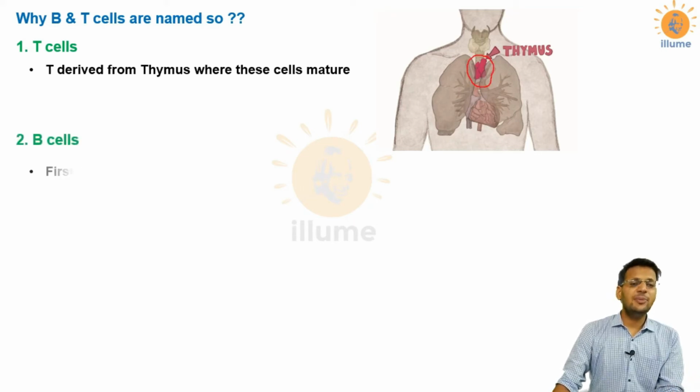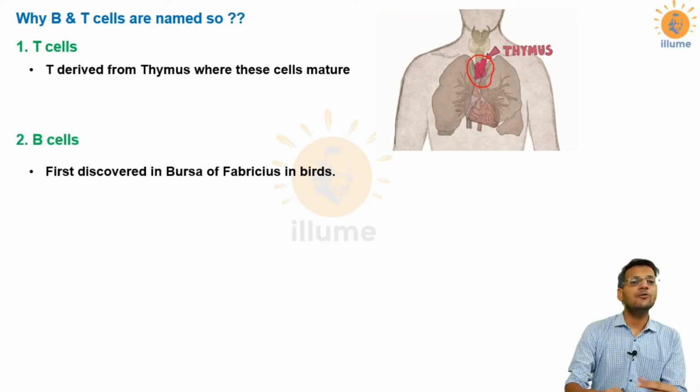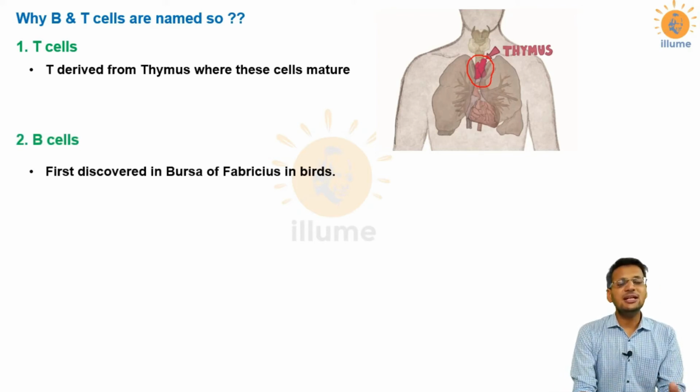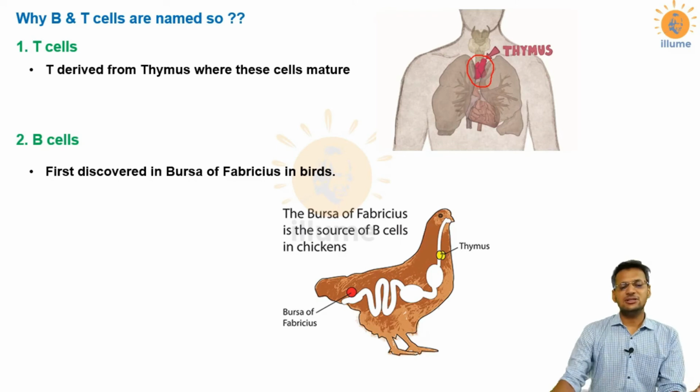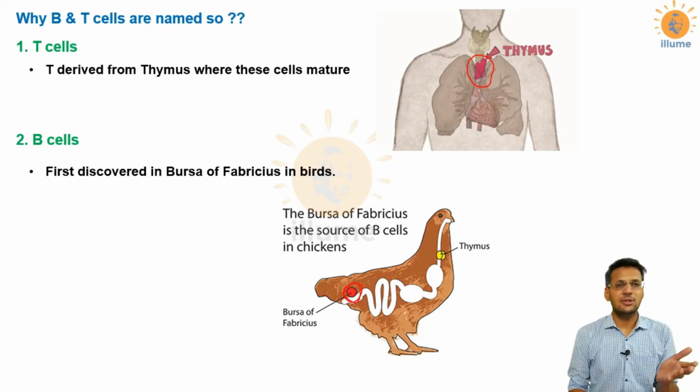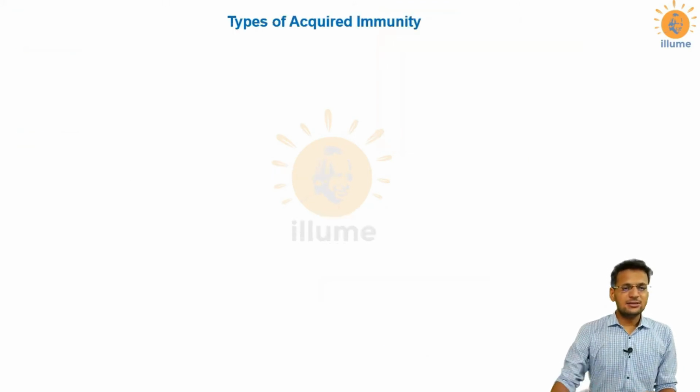For B cells, the word B has originated from bursa of Fabricius. First of all, the B cells were discovered in a special organ present only in birds, called the bursa of Fabricius, which is associated with the alimentary canal of birds, and this is the source of B cells in birds. That's why they are called B cells. But just to remember the differences, you can say that B cells are produced in bone marrow and T cells are produced in thymus. Next, I'll talk about types of acquired immunity.